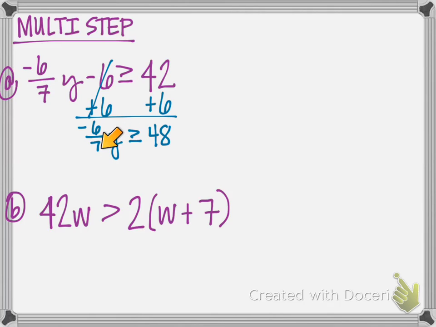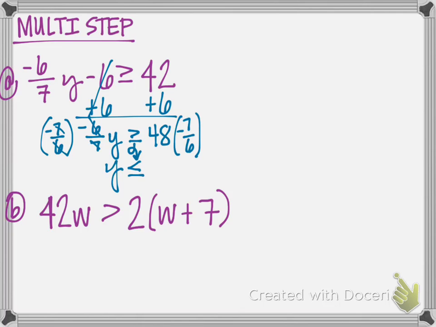And if I'm multiplying by a fraction, to undo that, I'm going to multiply by the reciprocal. So the reciprocal of this fraction is going to be negative 7/6. 7's cancel, 6's cancel, negative times negative is positive. I multiplied by a negative, so my inequality needs to turn around. How many times will 6 go into 48? 8 times. And what's 8 times 7? 56. So y is less than or equal to negative 56.